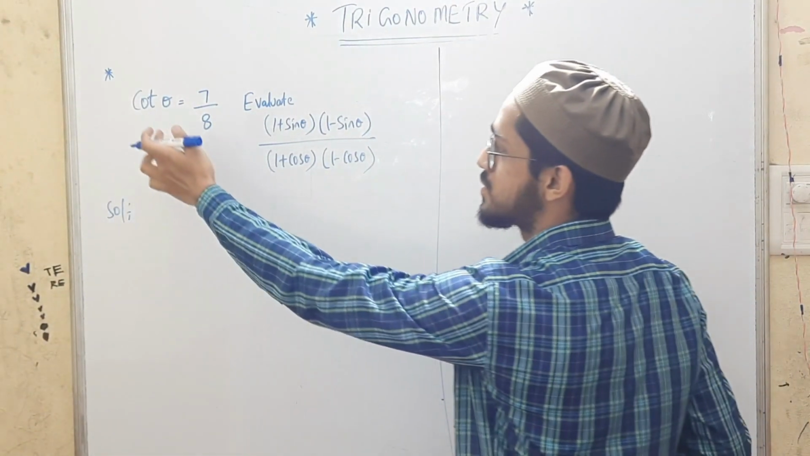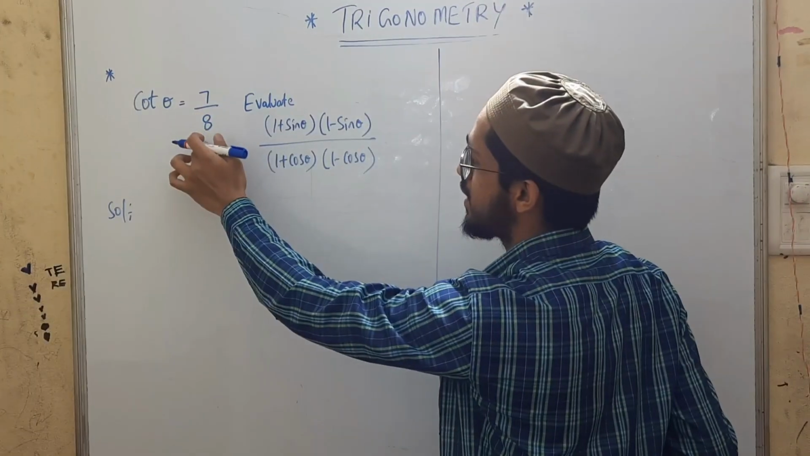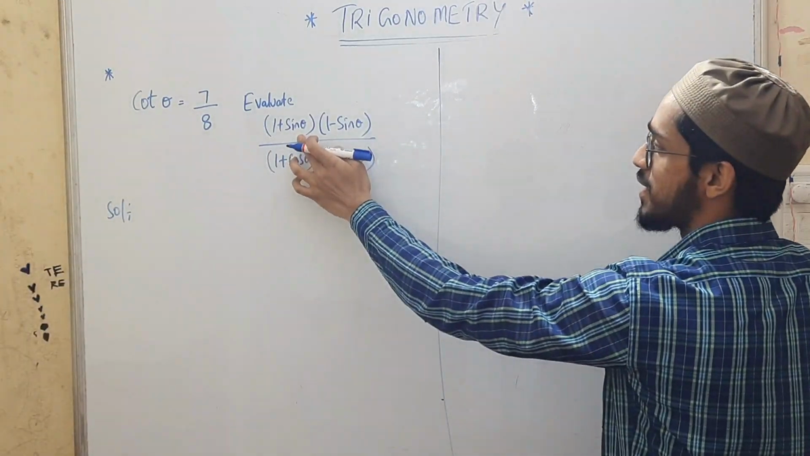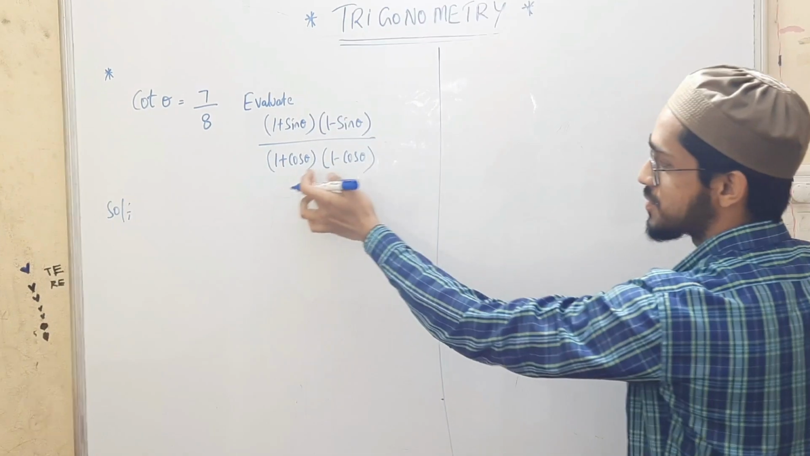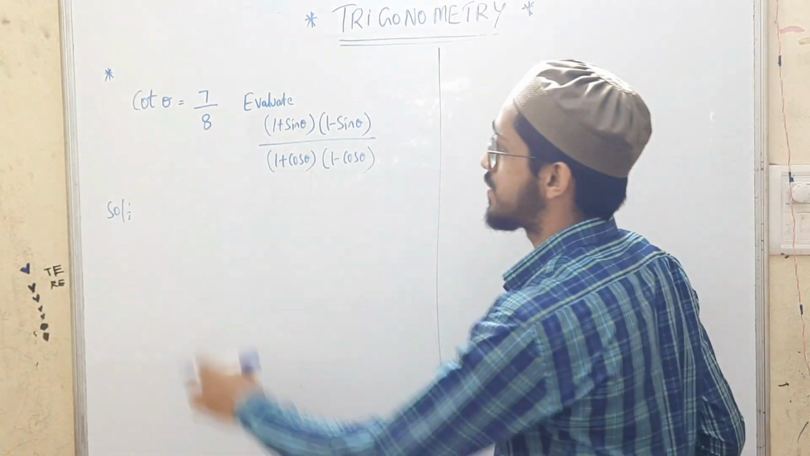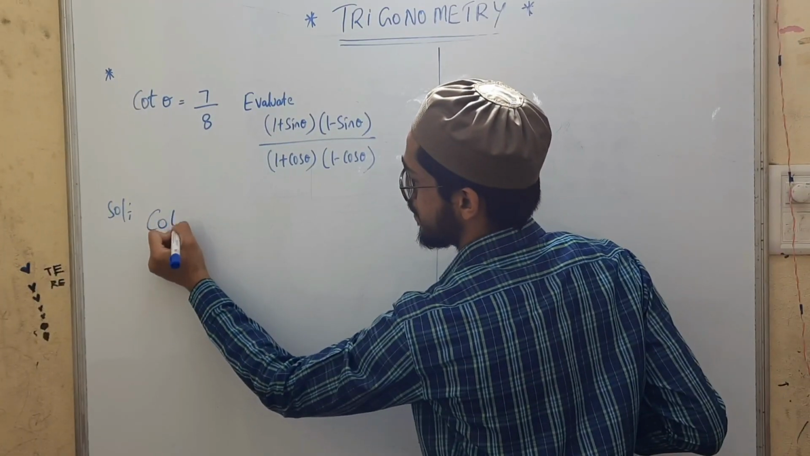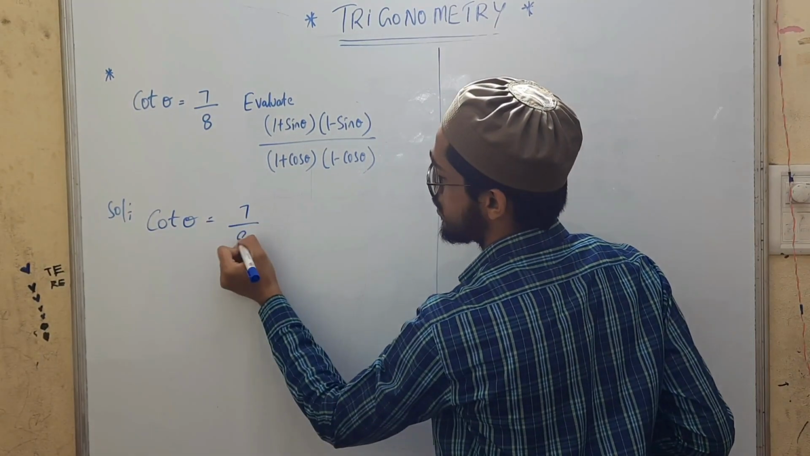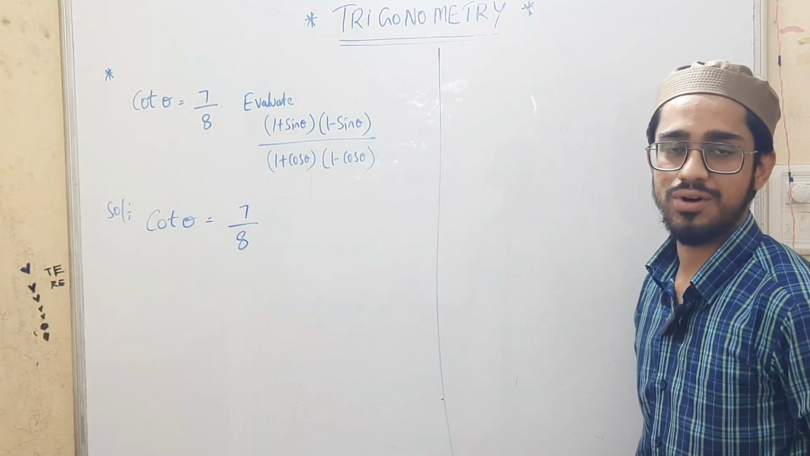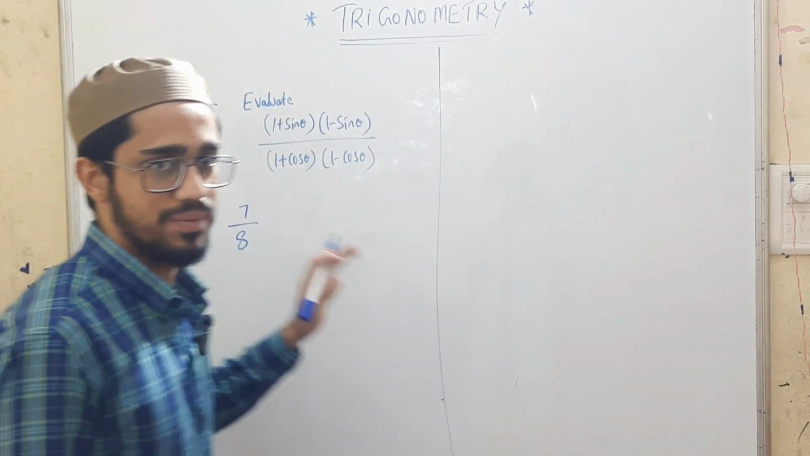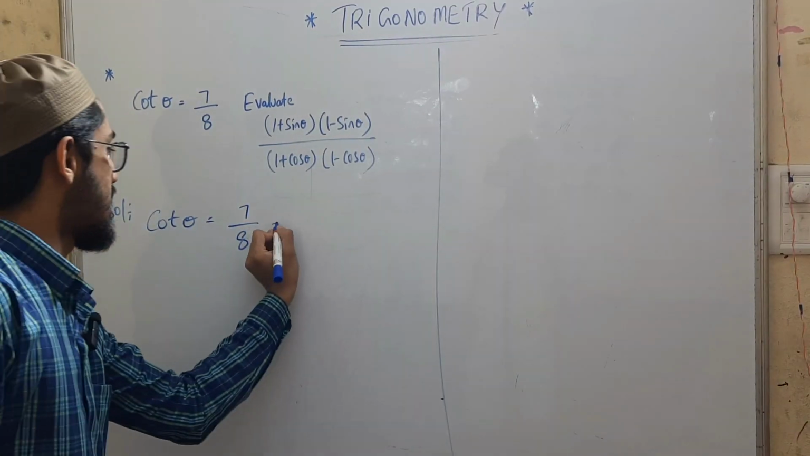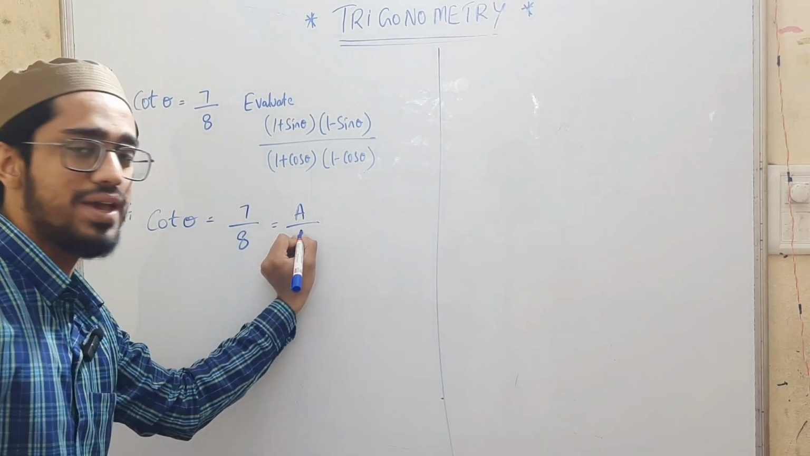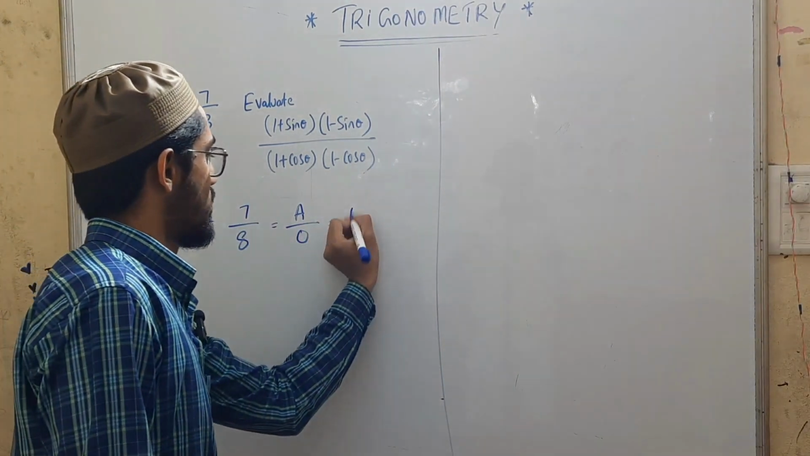The next problem is cot theta is equal to 7 by 8. Evaluate (1 plus sin theta)(1 minus sin theta) by (1 plus cos theta)(1 minus cos theta). First of all, you have cot theta here. What is cot theta? Tan theta was old auntie, so this will be auntie by old. A by A, no, A by O. Adjacent by opposite.